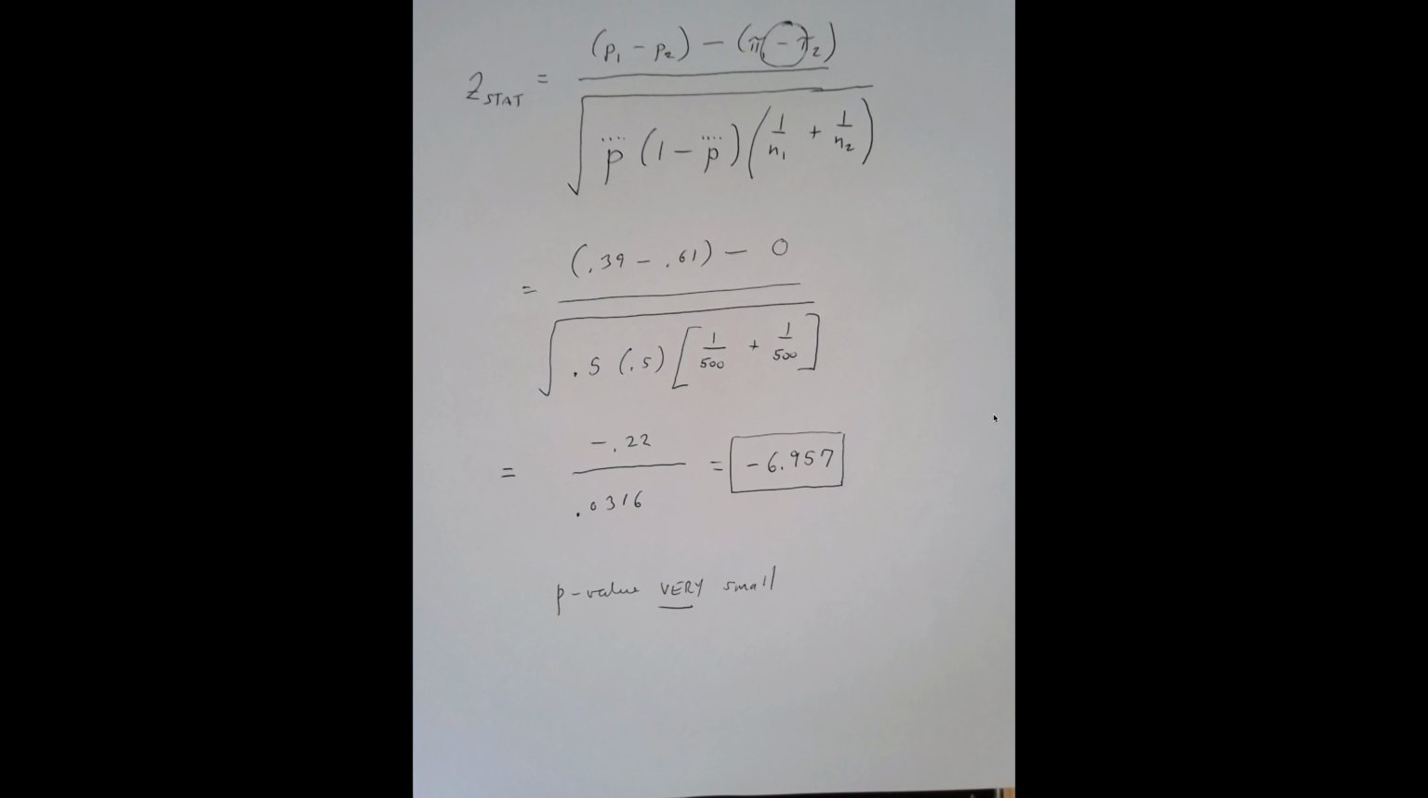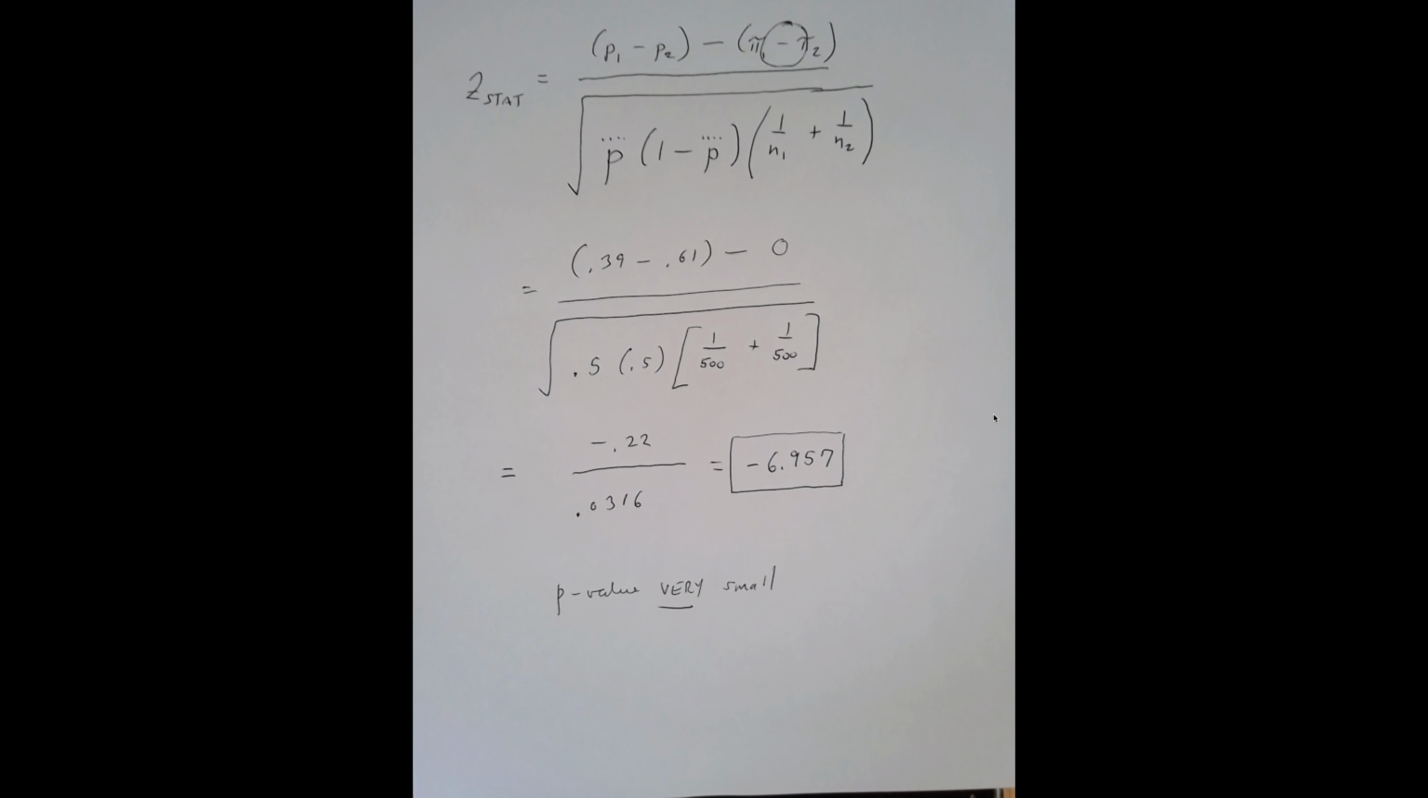So anyway, guys, the confidence interval will be P1 minus P2, plus or minus your Z critical, times the square root of P1 times 1 minus P1 over N1, plus P2 times 1 minus P2 over N2, right?